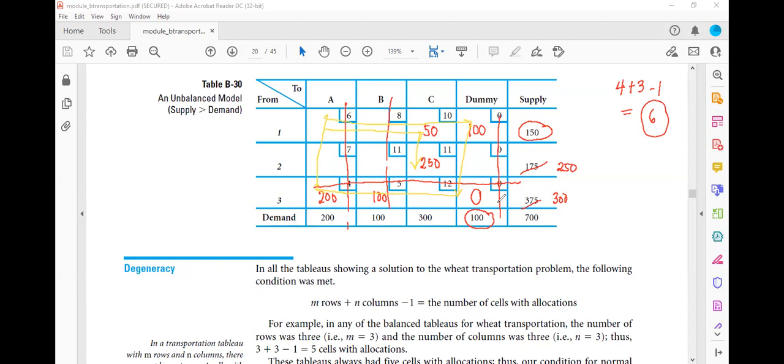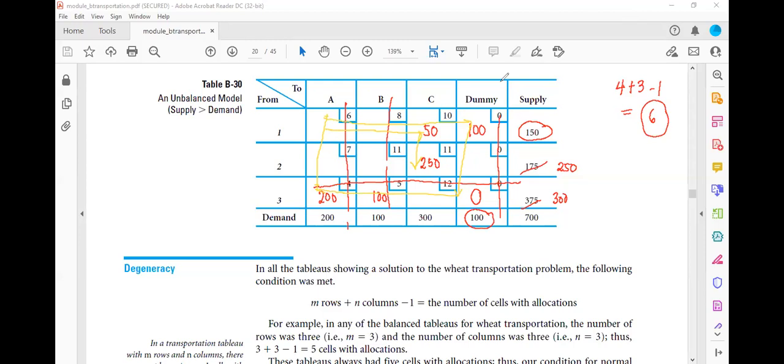Okay, so yun yung importance of having the number of cells with allocation equal to the number of rows plus the number of columns minus 1. If that will not be satisfied, there will be times that in trying to trace a closed path for unoccupied cells, wala kang matitrace na closed path. So you have to be able to monitor whether the number of cells that you have allocated some units to is equal to the number of rows plus the number of columns minus 1. Okay? So let's move on.